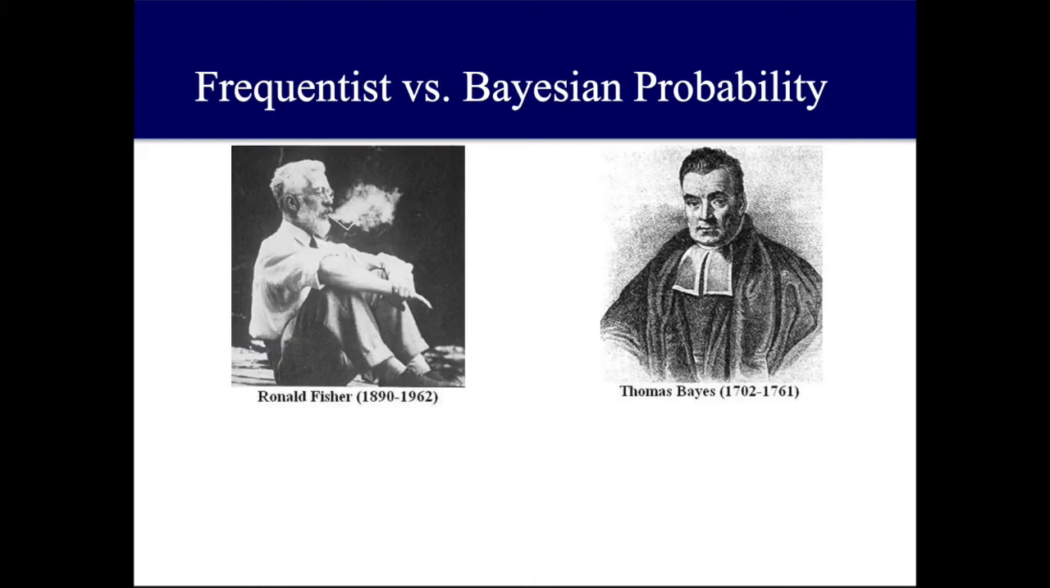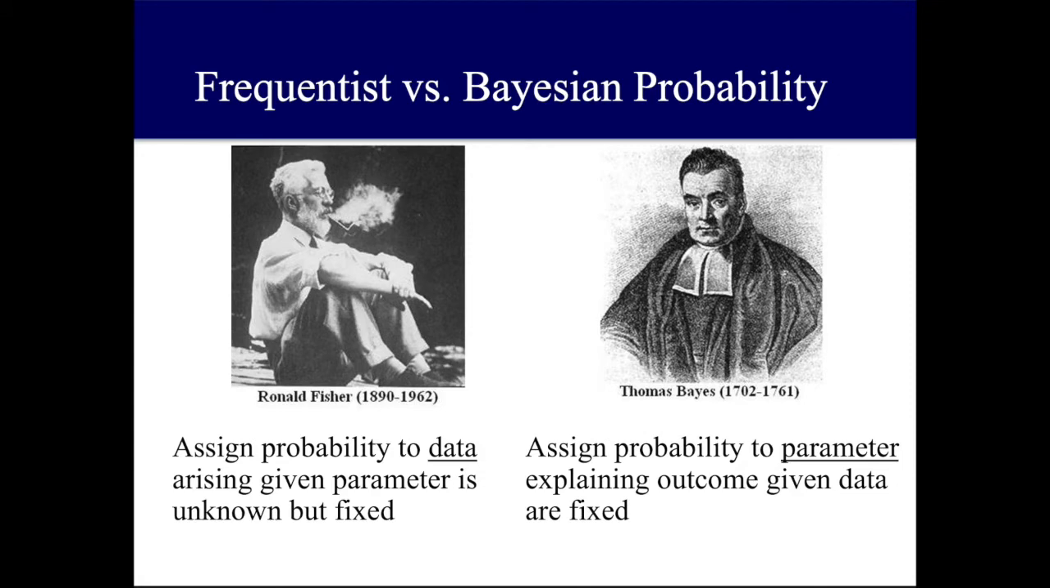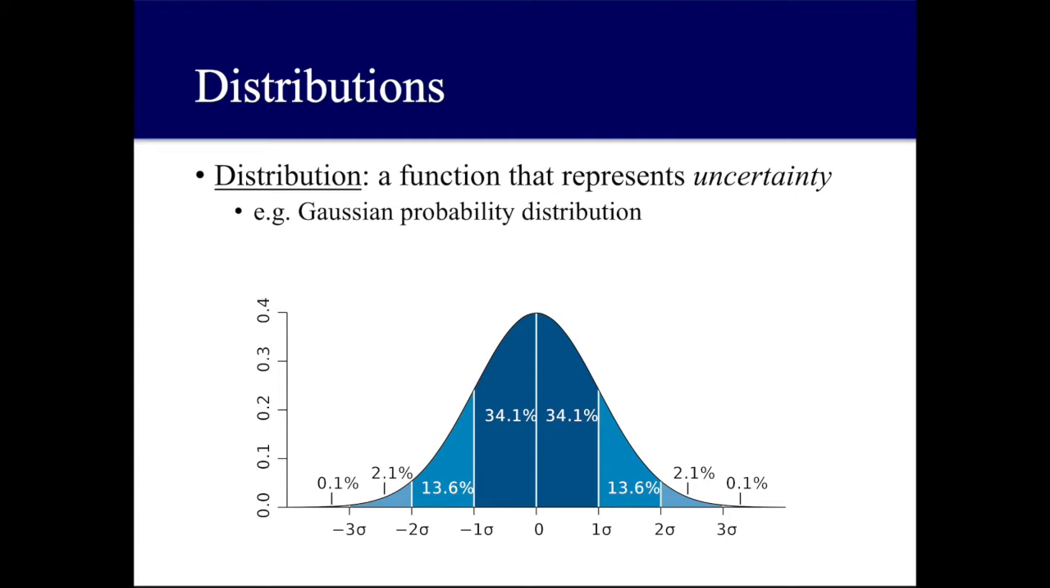How is uncertainty actually represented mathematically? It's through the concept of probability. Frequentists will assign the probability to the data arising, given that they believe that the parameter estimate is unknown but fixed, whereas Bayesians assign probability to the parameter estimate in order to get an estimate of how much of the outcome is explained given that the data are fixed. In the statistical models, probability is represented using a distribution, which is a mathematical function that represents the uncertainty. The one you'll be most familiar with is the normal distribution, also called the Gaussian probability distribution. Distributions represent the most likely estimate with the peak and the entire range of the estimate with the tails of the distribution.